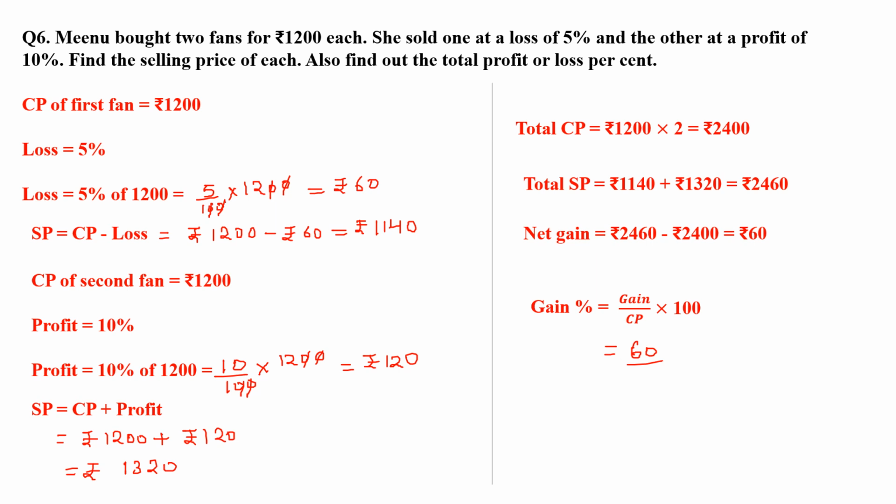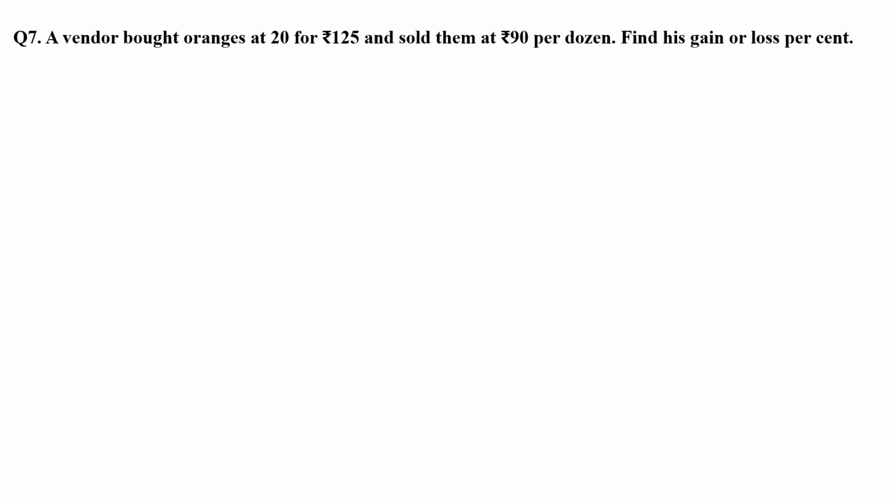So cost price is 2400 multiplied by 100. So it will be 60 by 24. If I further reduce it, I will get 6 times 10, 6 times 4. So 2 2s are 4, 2 5s are 10, and 5 by 2, if you convert to decimal, it will give you 2.5%. So this is the total profit percent.